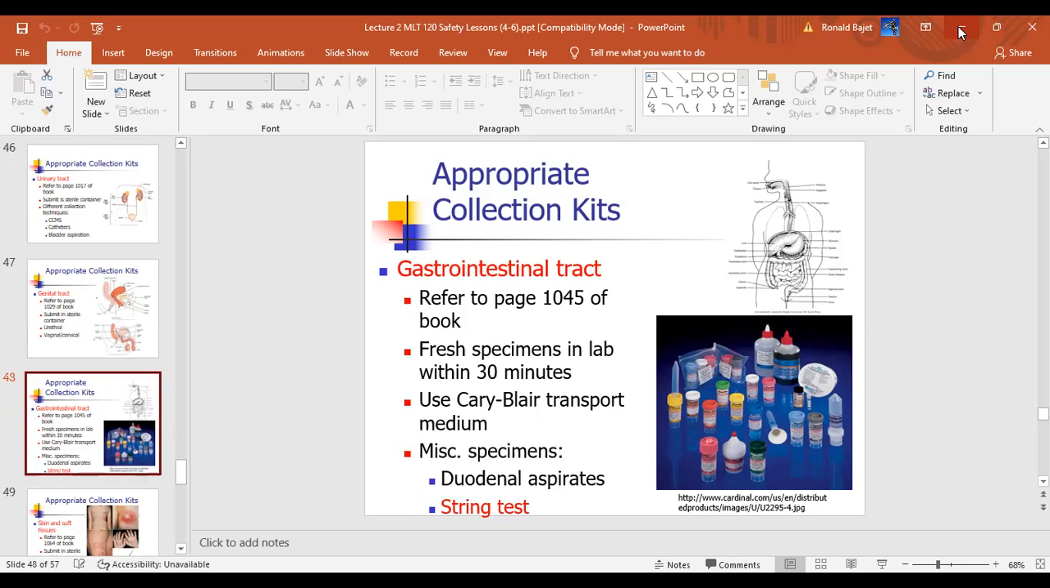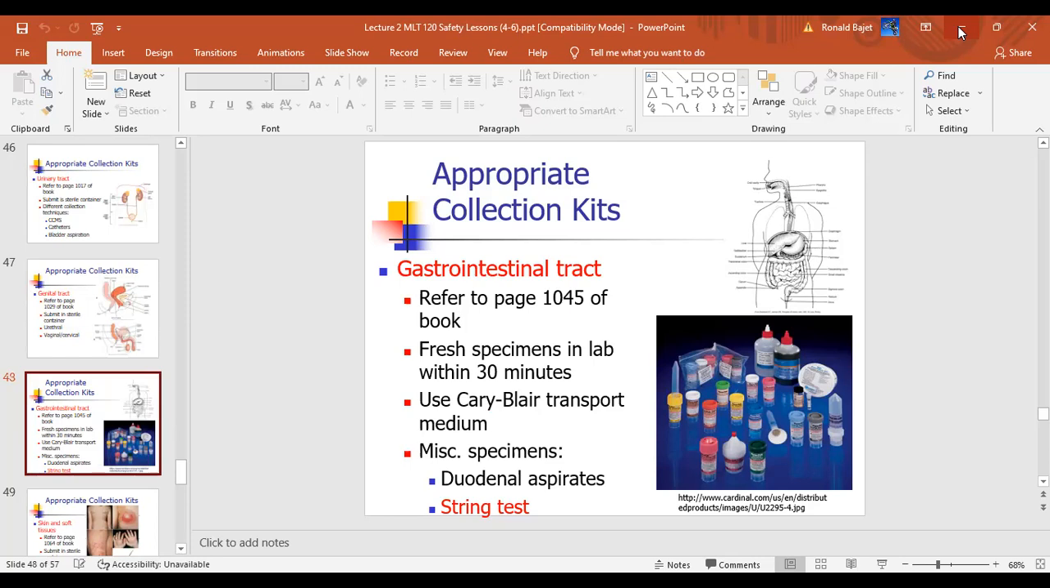Miscellaneous specimens, duodenal aspirates, and the string test. The string test is a test where you take a gelatin capsule, and attached to this gelatin capsule is a string on one end. You tell the patient to swallow the capsule part, but make sure you hang on to the string, and it's taped to your cheek.